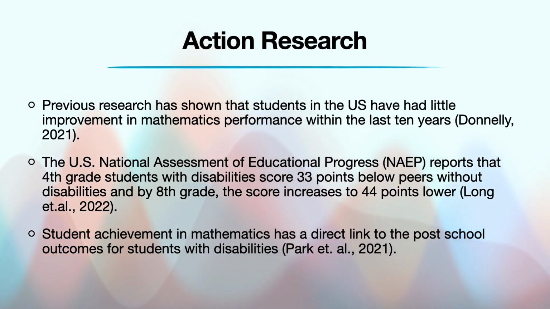The U.S. National Assessment of Educational Progress, NAEP, reports that fourth grade students with disabilities scored 33 points below peers without disabilities, and by 8th grade, the score increases to 44 points lower. This is important because student achievement in mathematics has a direct link to the post-school outcomes for students with disabilities.